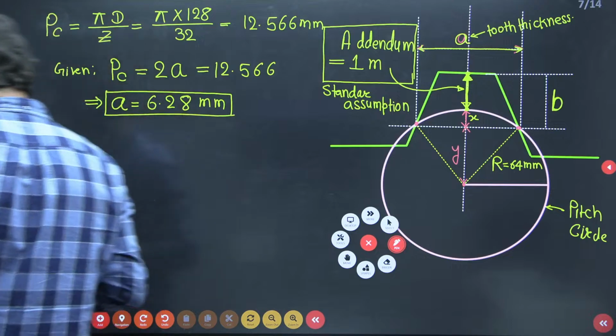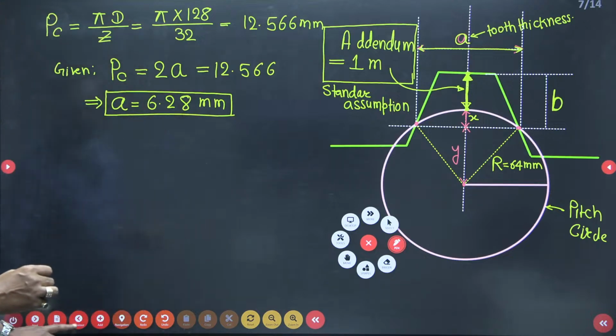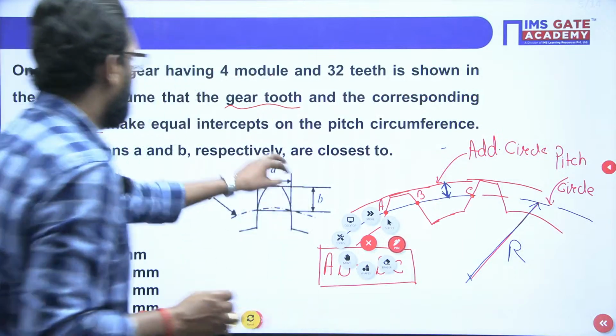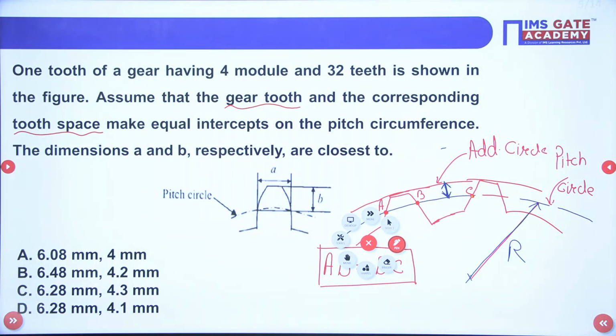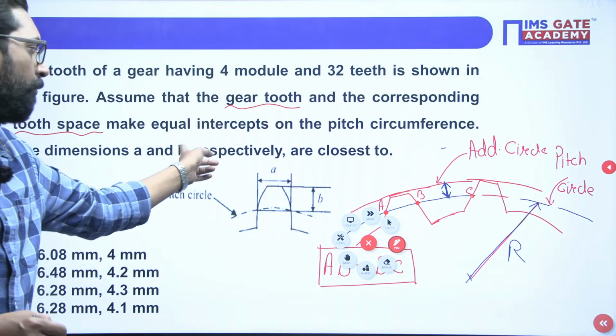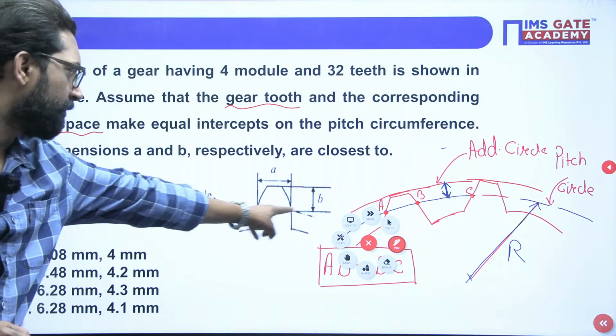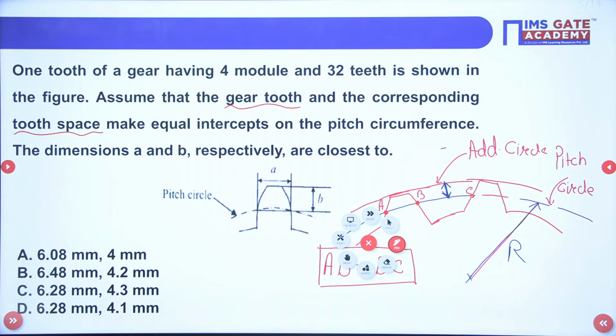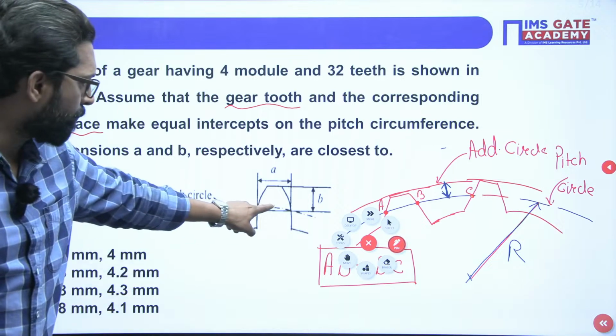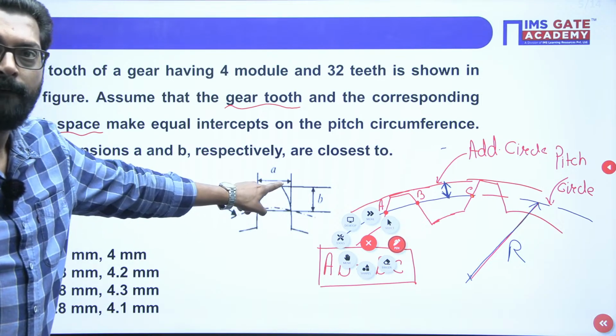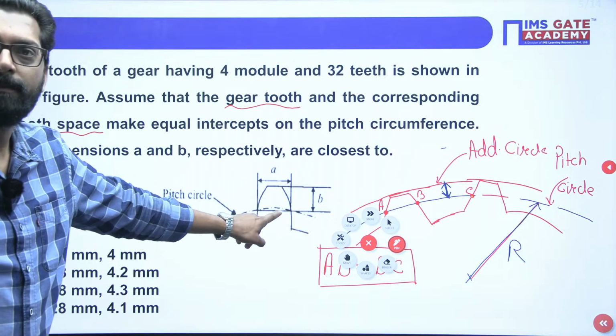Now we have to check the options. 6.28, 6.28, okay. So A and B options are wrong, and C and D are correct, both 6.28. So we'll check C and D. How? If you find the value of B. B is what? This distance. B is not a tooth height. Tooth height is measured from tooth thickness to this one, below that pitch circle.